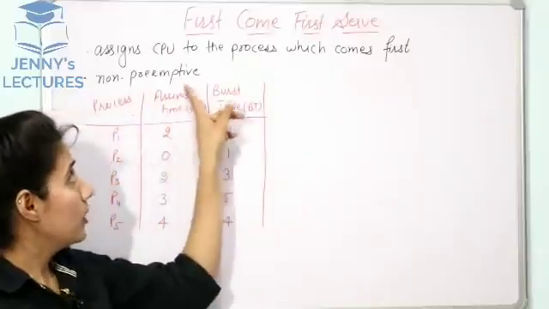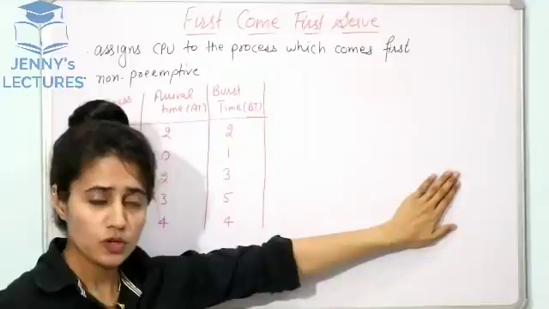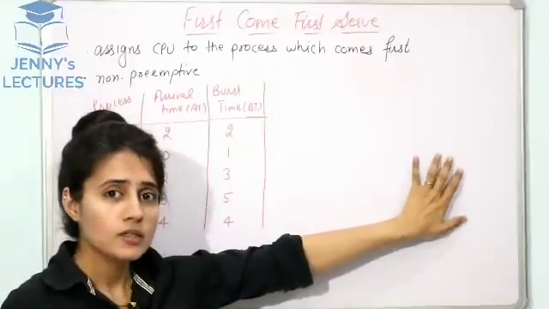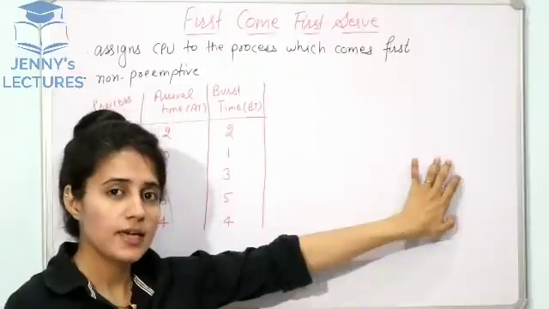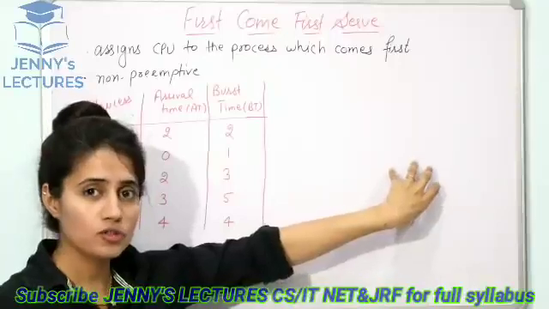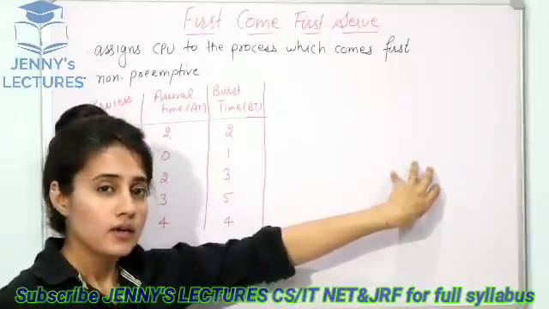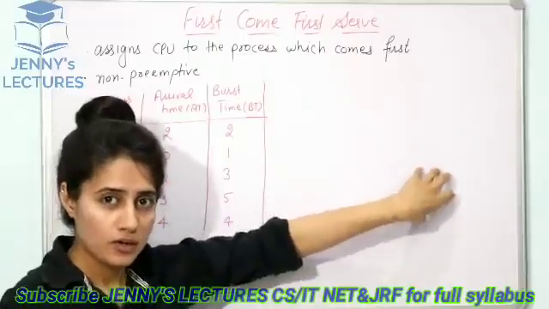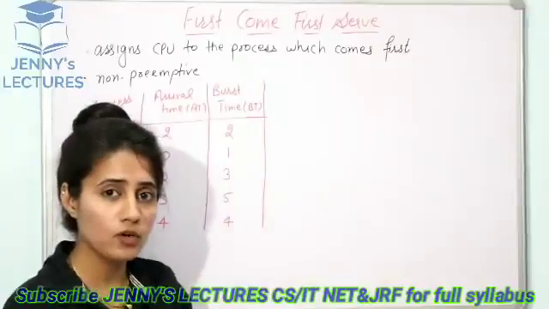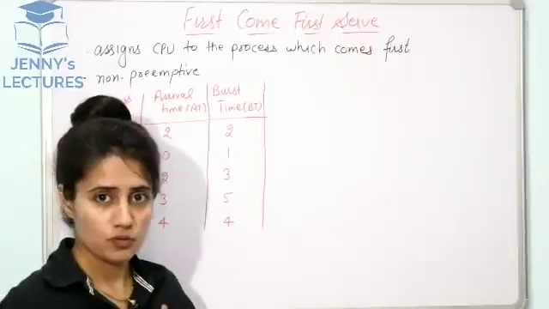Now this is a non-preemptive CPU scheduling algorithm. Once a process has been assigned to the CPU, you cannot forcefully remove that process from the CPU. But that process can itself exit from the CPU when it terminates, or when that process wants to do some IO operation, then that process itself can leave the CPU. But the operating system cannot forcefully remove that process from the CPU.